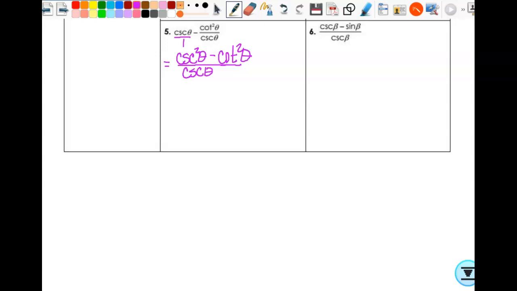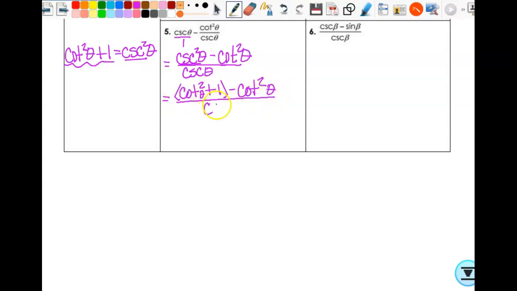So remember that cotangent squared theta plus 1 equals cosecant squared theta, right? So once again, we can substitute. For cosecant squared right here, I can substitute in cotangent squared plus 1. So I'm going to get cotangent squared plus 1 minus cotangent squared, oh, I forgot my theta. Sorry, don't forget your theta. Theta over cosecant theta.